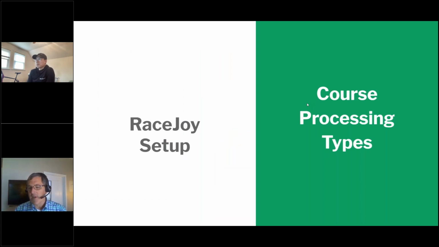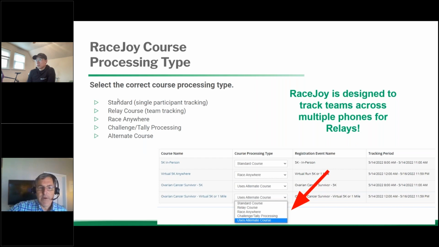We're looking at the event type, the distance, the tracking period, and all these setups that happen. And then now you're able to go and say, okay, RaceJoy, I want you to process this course this way or that way. And so that's what we're looking at. And so we have the standard single participant tracking type options.